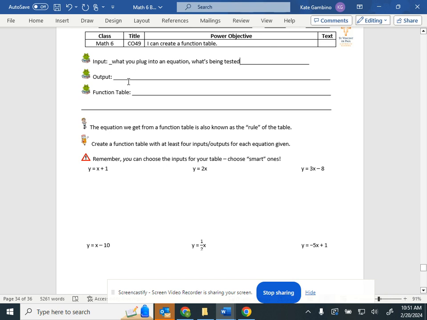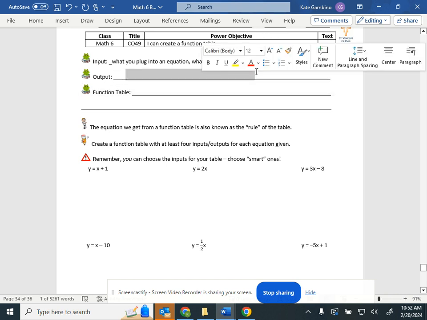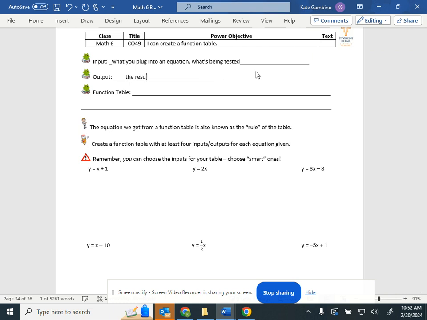Your output then is the result of the equation or test. So the input's what you're putting in, and what happens, the answer that you get because of that, is your output.